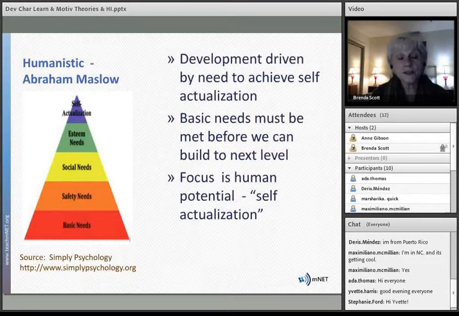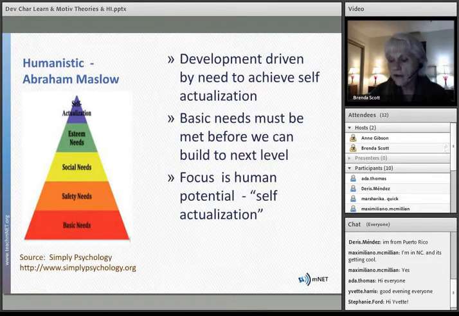Now, the interesting thing about his theory is he said that our basic needs have to be met before we can get to the next level. So in order to learn, your basic needs have to be met. And basic needs are things like food, water, shelter, comfort, love, things like that. So if your basic needs aren't being met, according to Maslow, you're not going to be able to learn.